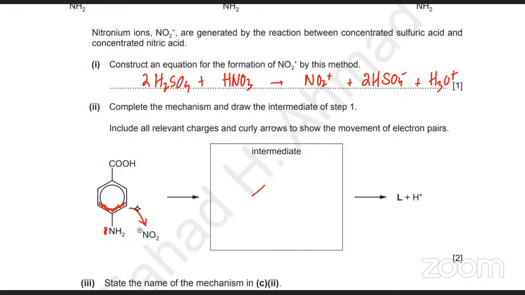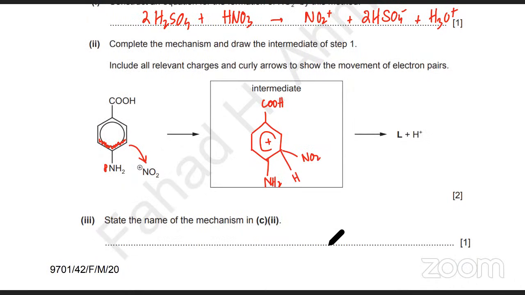And the intermediate is going to be that: the NH2 is still there. The NO2 will get attached to one of the carbons in benzene. The electron cloud will become partial on this side. There's going to be an H over there as well. And in the next step, the H is the one that's going to lose electrons. State the name: that's electrophilic substitution.